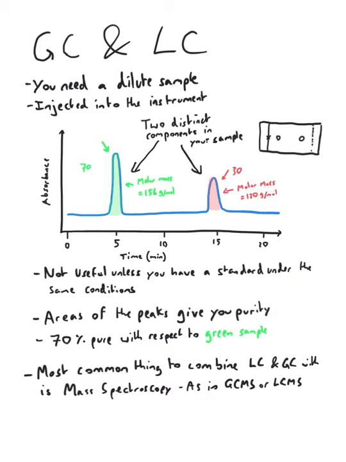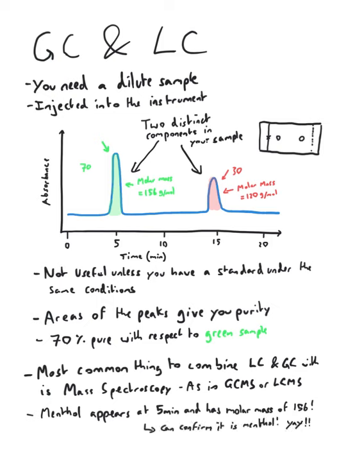So for example, if we had a standard of menthol and we know that menthol appears at 5 minutes, we could say this is a 70% solution of menthol with an impurity. However, with the mass spec combined with it, we can confirm that it's menthol by its mass and then identify what the mass of the compound is at 15 to be able to figure out what it is.